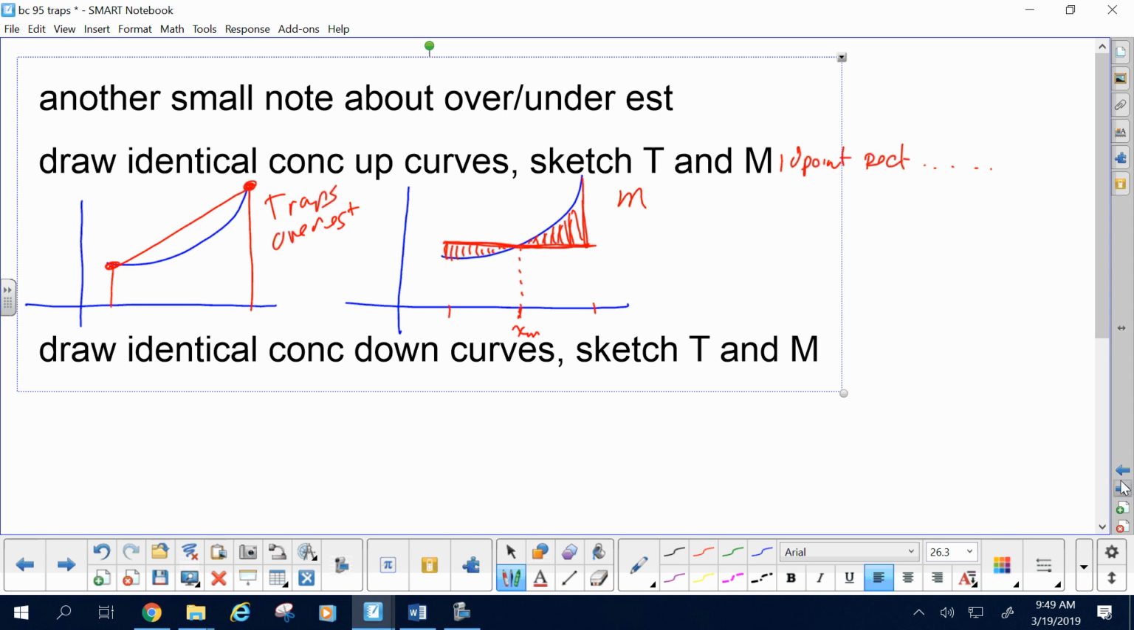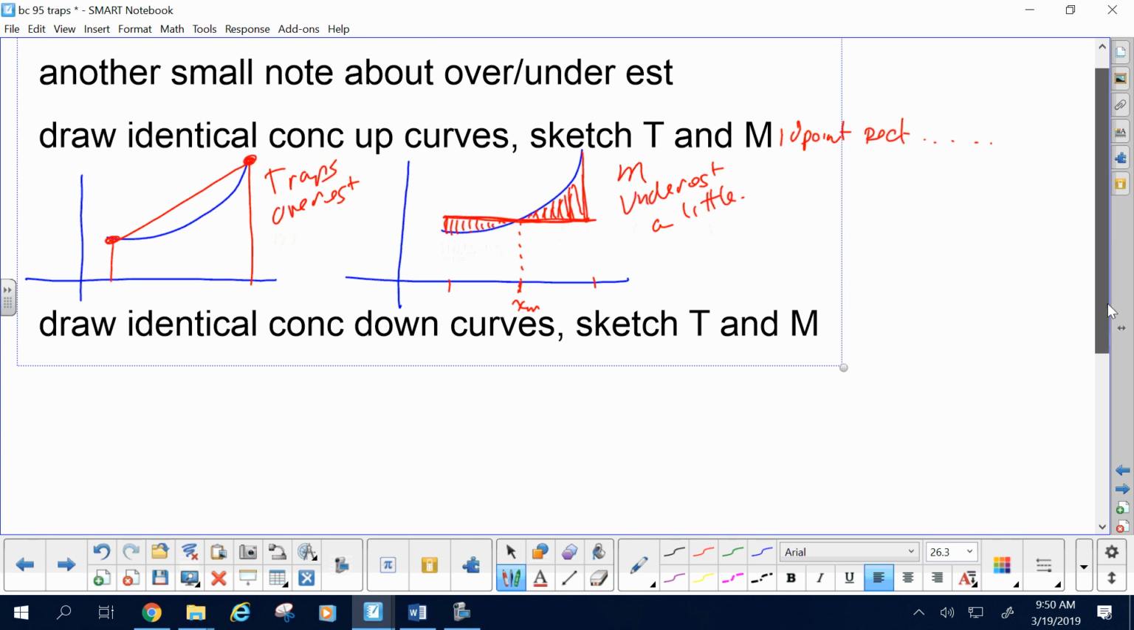This is an overestimate, this is an underestimate, but overall the underestimate or the error here is a little greater than that error. So M will underestimate a little. You with me? But it's a little less error than a trapezoid. So it seems like they have opposite errors here. Trapezoid is an overestimate. Midpoint is an underestimate when it's concave up.